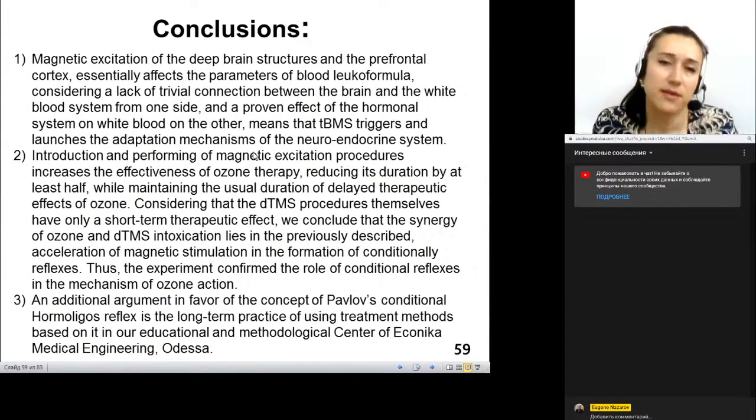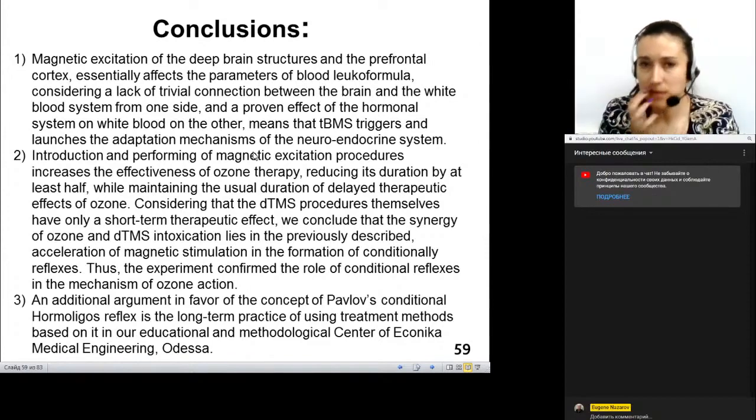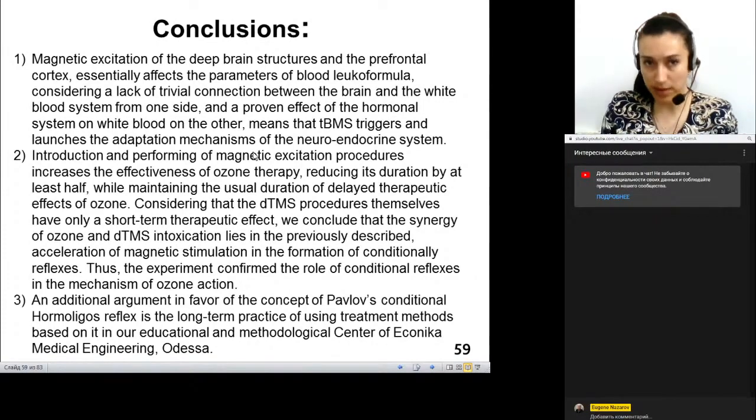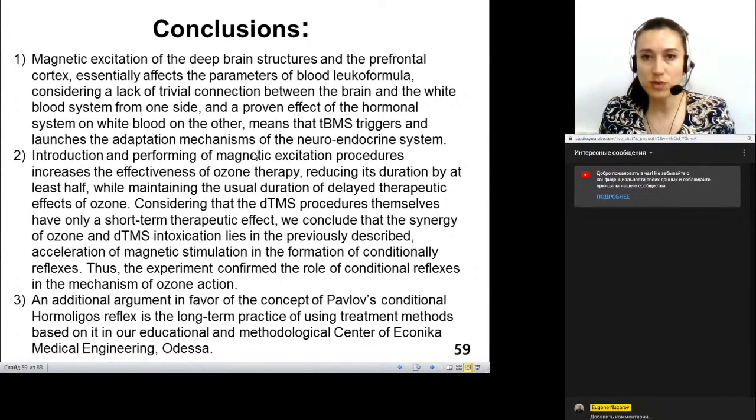So we can make the following conclusions: the magnetic excitation of the deep brain structures and the prefrontal cortex essentially affects the parameters of the leukoformula, considering a lack of trivial connection between the brain and the white blood system on one side and a proven effect of the hormonal system on the white blood on the other side. This means that this brain magnetic procedure triggers and launches the adaptation mechanism of the neuroendocrine system.